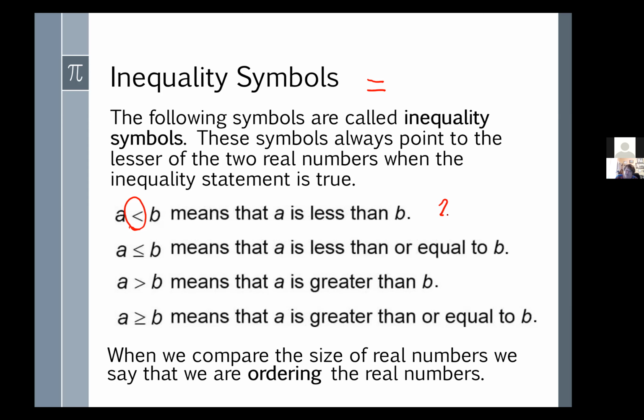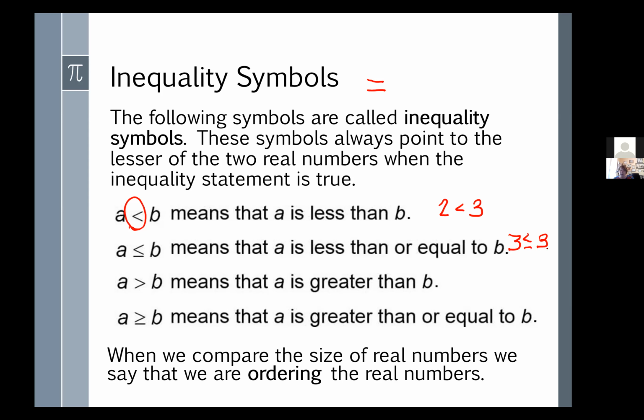So this is true. 2 is less than 3. 2 is smaller than 3. 2 is to the left of 3 on the number line. Well, this is true. Certainly, 3 is not to the left of 3 on the number line. 3 and 3 are the same value.